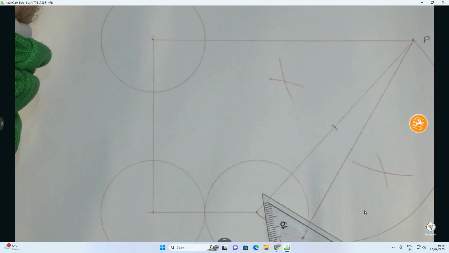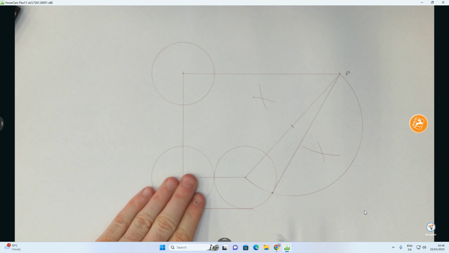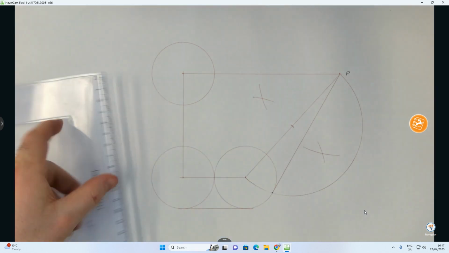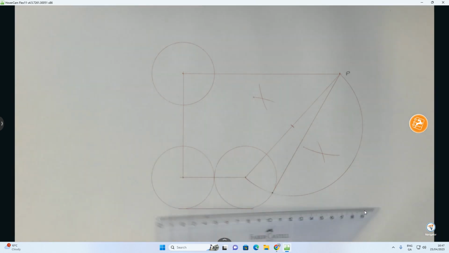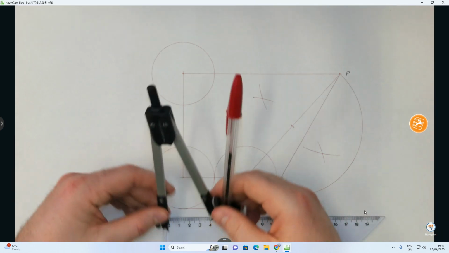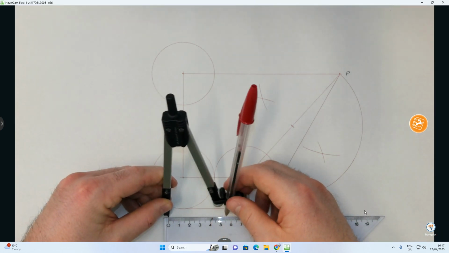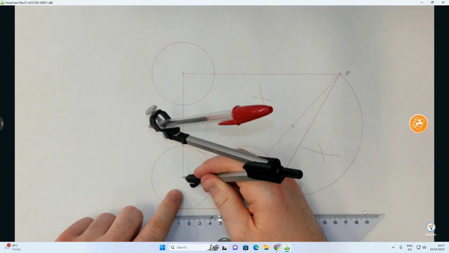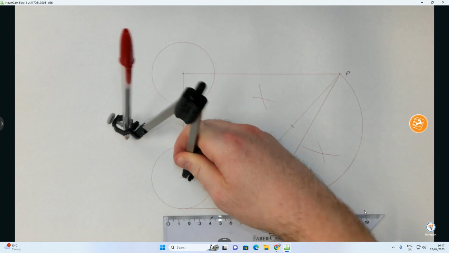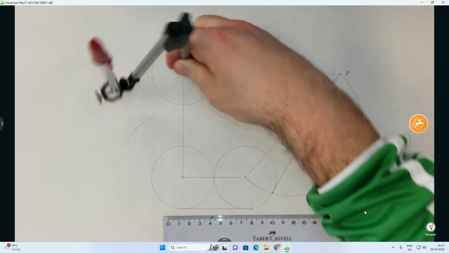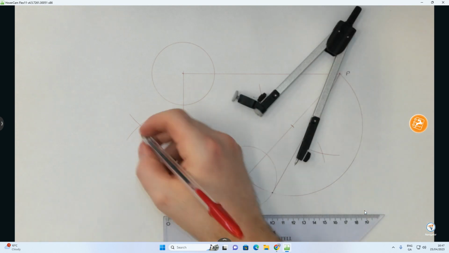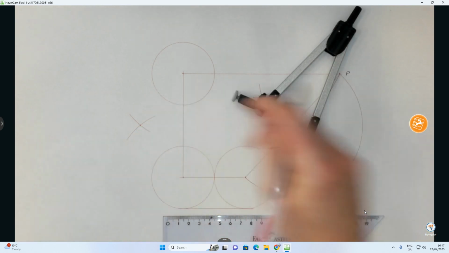So just zoom out there. From this center point, I'm going to get 65 on my compass. So taking the distance from 0 to 65, and from this center point, from this circle, swing an arc, and the exact same from this one. I have now found the center of a circle, radius 35.